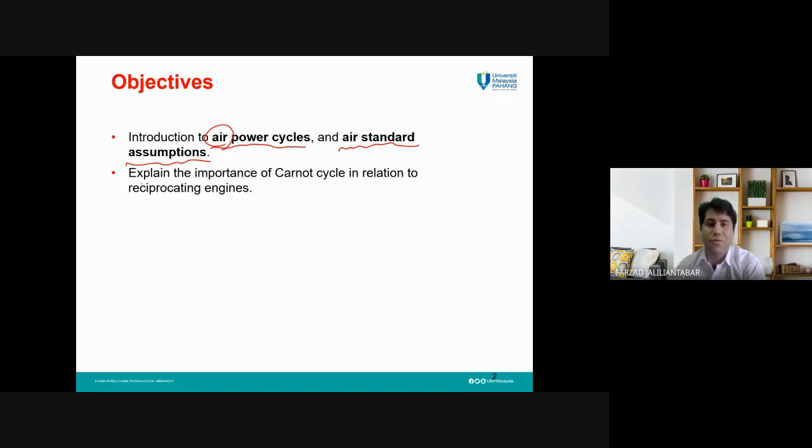And also, we will discuss the importance of the Carnot cycle. Yesterday, I reviewed the Carnot cycle for you, and we will see how we can use the Carnot cycle to describe the cycle inside the reciprocating engines.